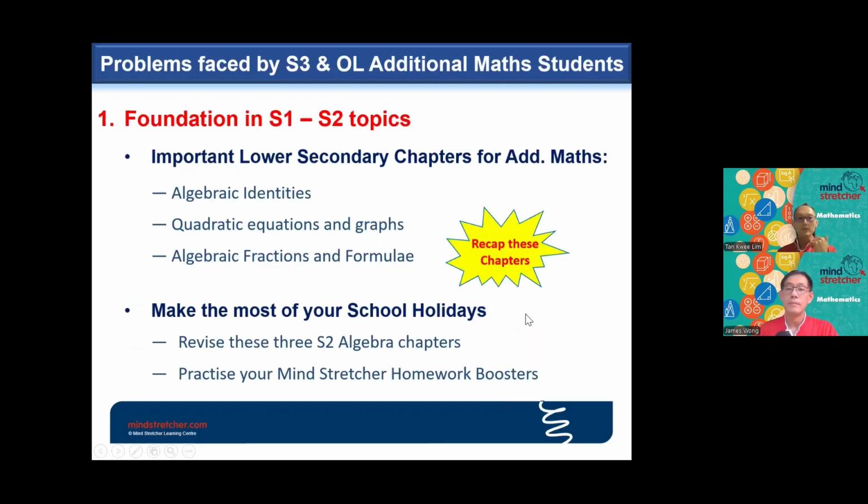Okay, so let's go to the first one, which is on the foundation of the Sec 1 and Sec 2 topics. It is actually very important to have a good foundation on those few topics in lower secondary, in order to be able to do well later on.